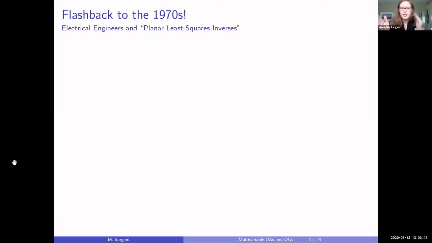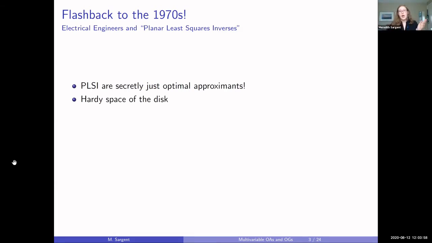Now, though, let's flash back to the 1970s. In the 1970s, there were a collection of electrical engineers who were interested in what they called planar least square inverses. These are secretly just optimal approximants. The engineers were mainly looking at the Hardy space of the disk, that's the least squares part, and they were also interested in the bidisk, which is cool because I'm talking about multivariable optimal approximants.